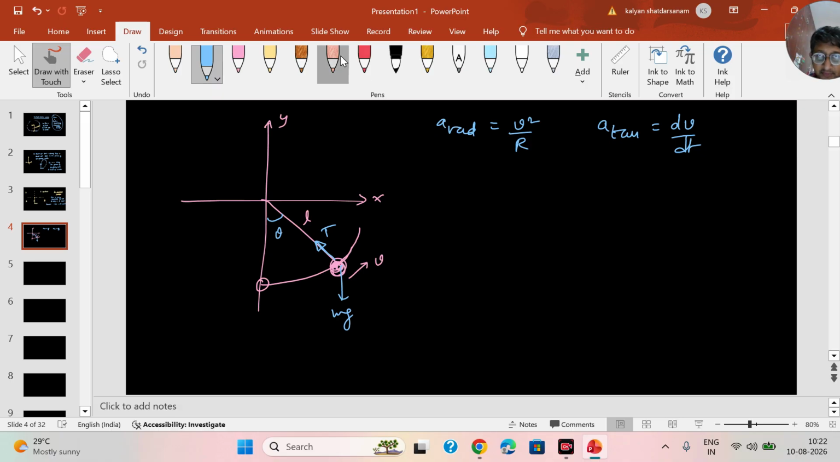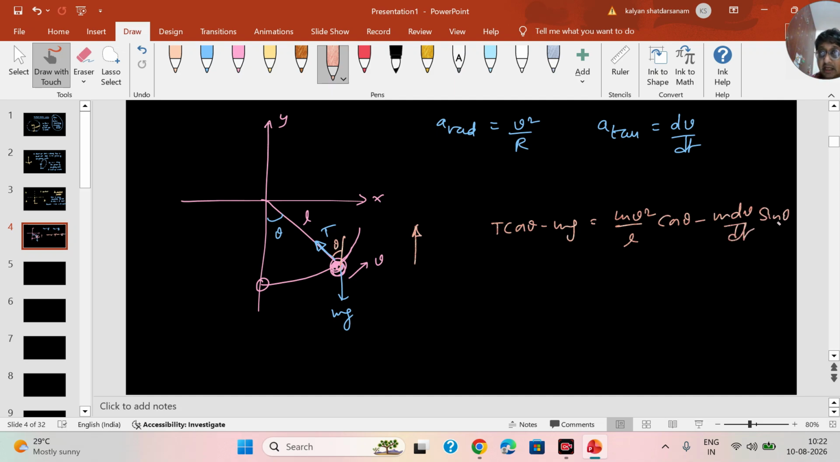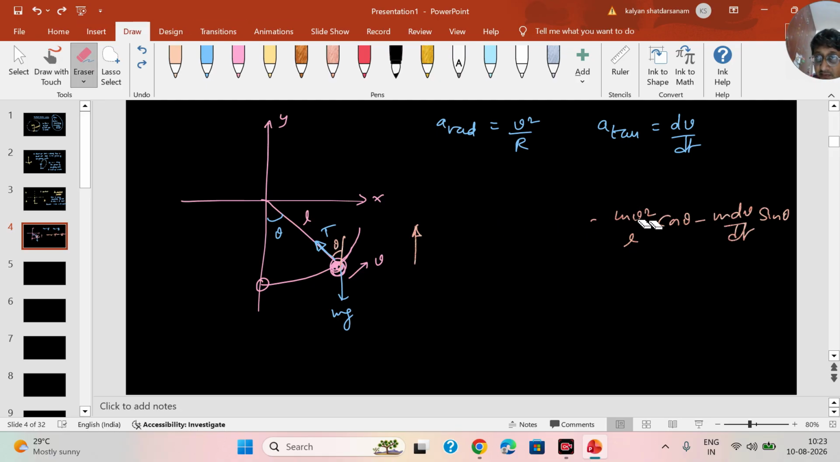Suppose instead of doing that, you try to write Newton's law in the vertical direction. You can write it, nothing wrong. But then the problem here is radial also has a component in the vertical direction. Tangential also has a component in vertical. You must take both those components and write Newton's laws. For example, in our case, if I want to write Newton's law in the vertical direction, I must have T cos theta minus mg is mv square by L cos theta minus m dv by dt sin theta. Something like this I have to write. Unnecessarily it will be very complex. Both the accelerations, the radial and tangential, are coming in this y direction. So it will unnecessarily become very complicated. So I am not writing that. It's better to write Newton's laws in radial and tangential.